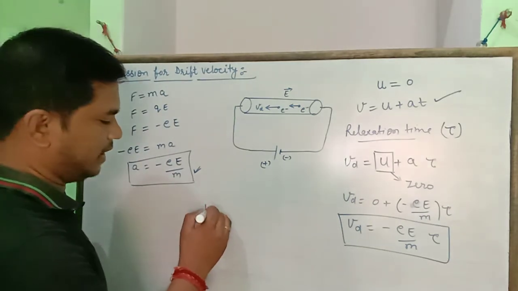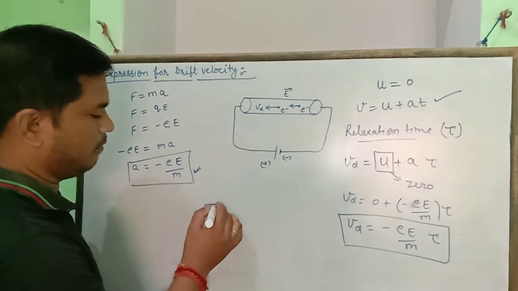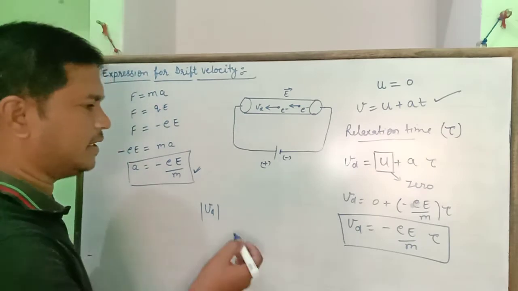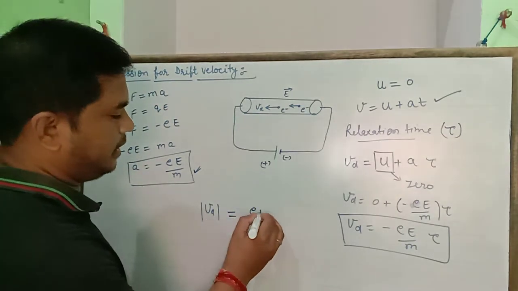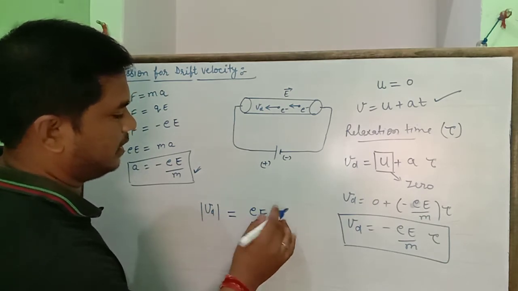If we take the magnitude, so we can write here the magnitude. Velocity is a vector quantity, so we take the vector sign also. Okay, Vd is equal to e E tau upon m, where tau is the relaxation time.